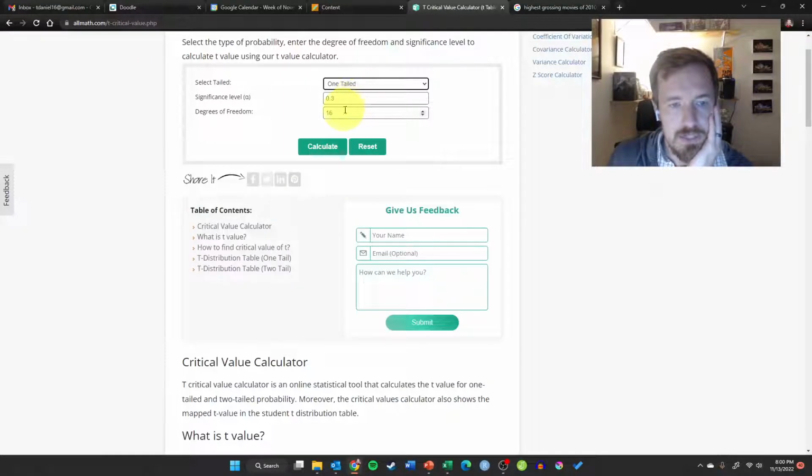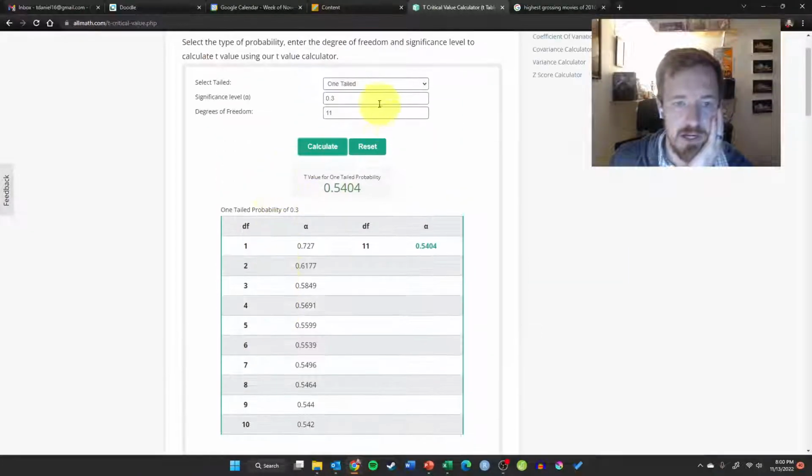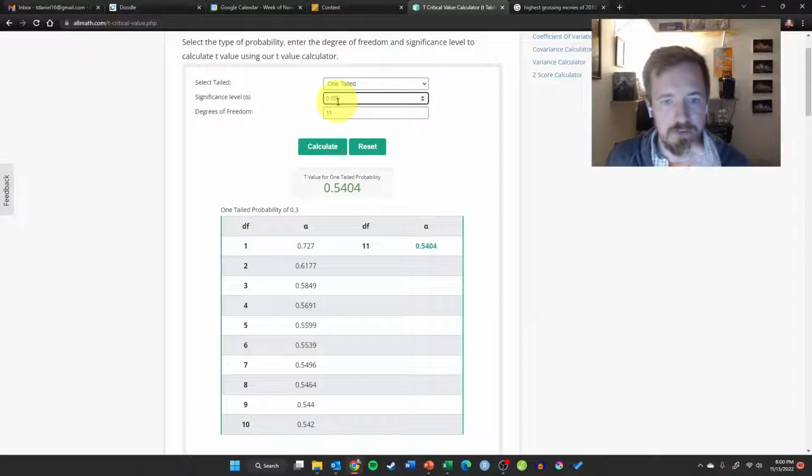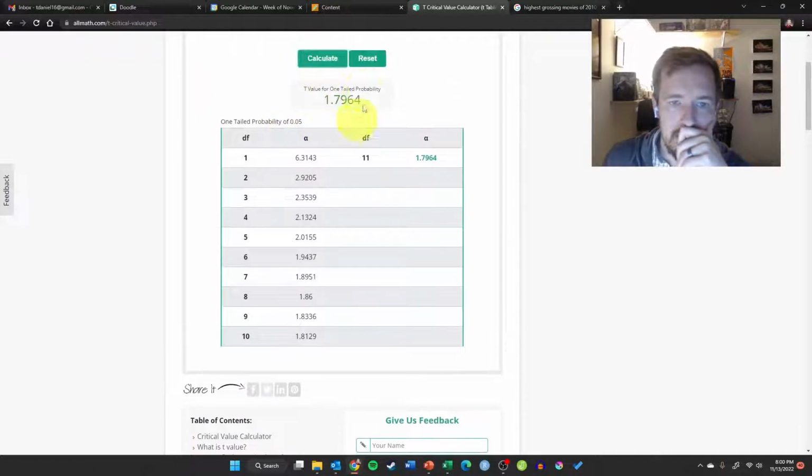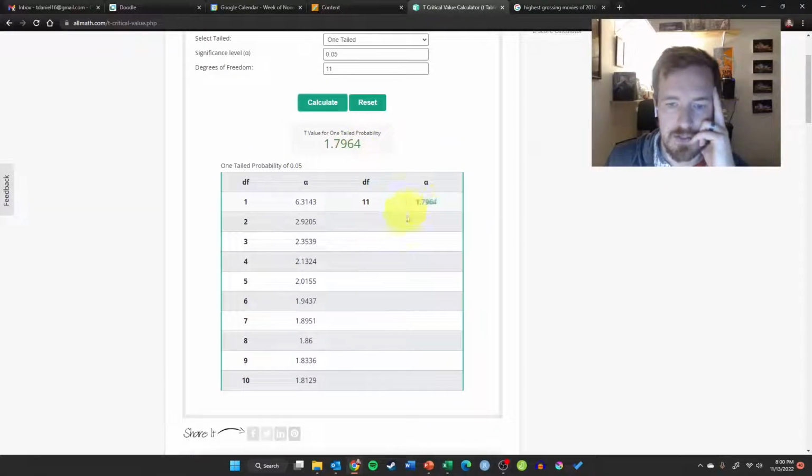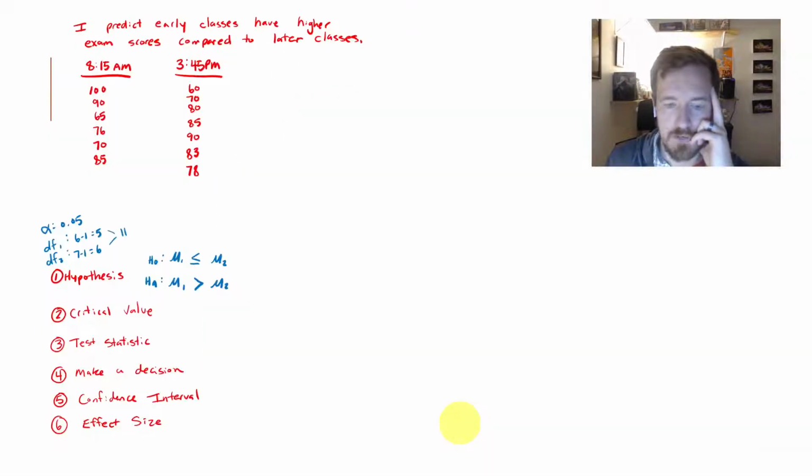So I'm going to do a one-tailed test, and my degrees of freedom is 11. Oops, sorry, I typed in the wrong number for the significance level. It should be 0.05. And that gives me 1.79. So 1.79. Now I'm going to come back over here.